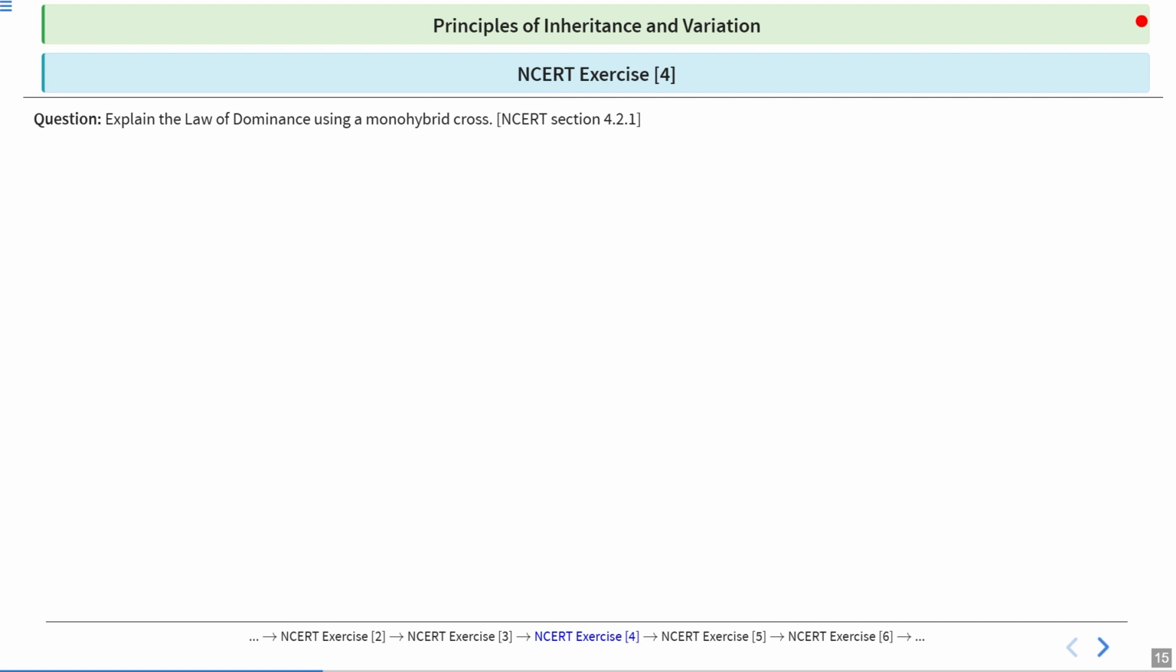The next question, you have to explain the law of dominance using a monohybrid cross. So monohybrid cross is a cross between individuals which differ in only one trait. So what will be the answer here? How can you explain the law of dominance using a monohybrid cross? So let's have a look at the answer.